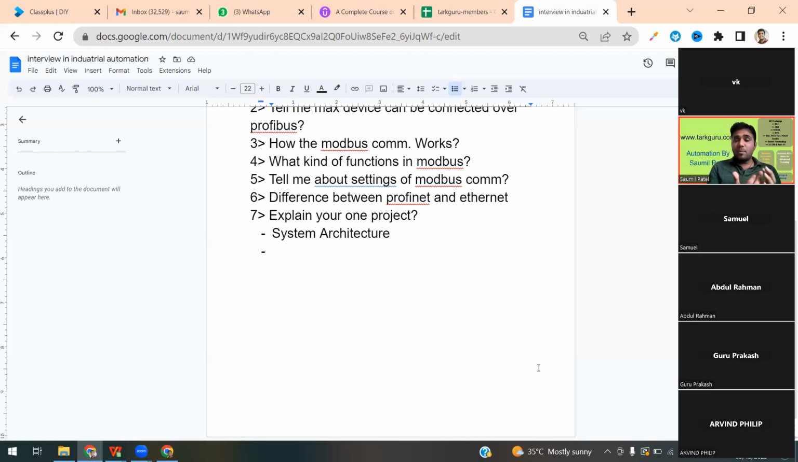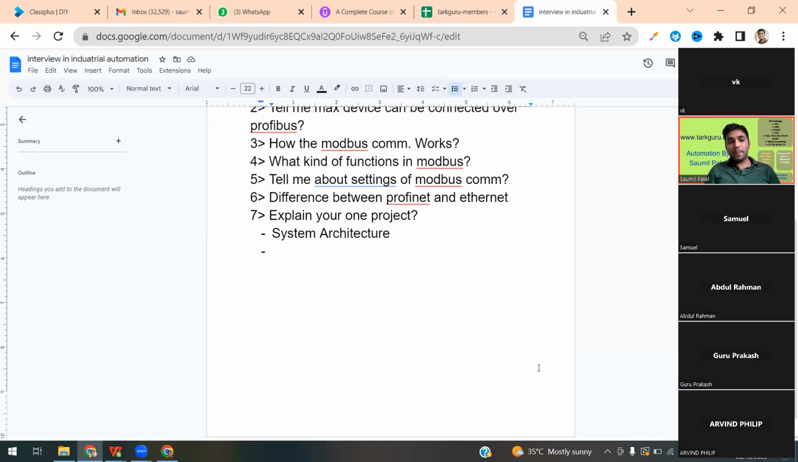For example, a third party Wolfgang, or a third party weight indicator, or third party devices that you have connected to your PLC over here, right? So the system architecture means the model numbers of the devices and how those devices communicate and interact with each other, that you need to explain. So when you start your project, you need to explain the system architecture first of all.